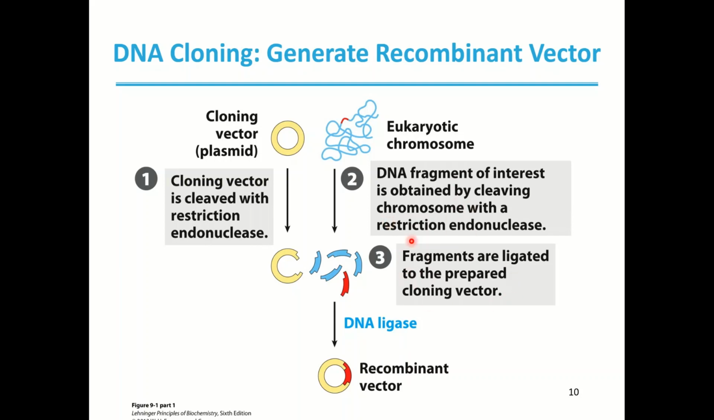The third part of this, your fragments are ligated together. In this case, this red part is what we're interested in, and the yellow is our open vector. You would put them together with what's known as a ligase, an enzyme that sticks these two pieces together, right? And you would have your recombinant vector. That's your plasmid with that gene sequence inserted into it.